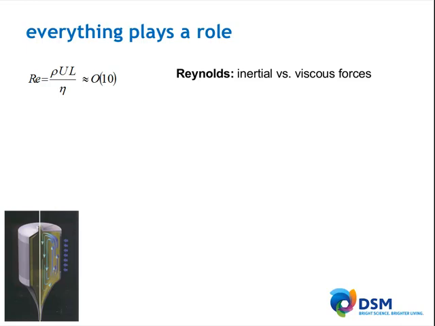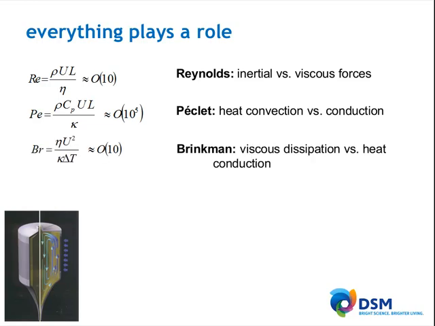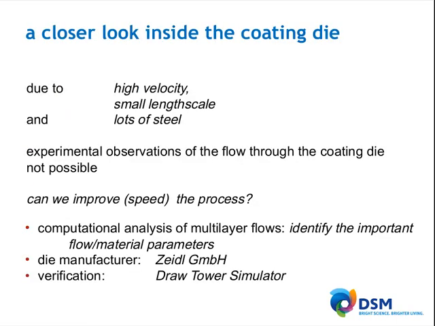We have the Reynolds number. Basically, it tells us something about inertial forces with respect to viscous forces, which is non-equal to zero. We have heat convection. We have heat conduction, which play a role. We have viscous dissipation. So there's a lot of energy being dissipated inside the coating die and taken up by the fluid. And we have elasticity. So basically that means that locally the molecules are being stretched into a state where they really start to show elastic recoil when the stretch is passed. So the question is a little bit, how do we deal with all those issues?